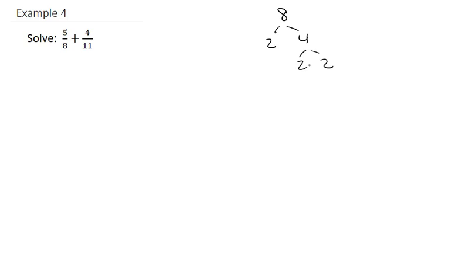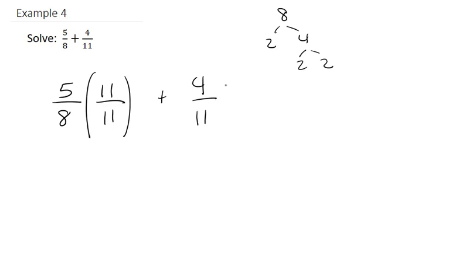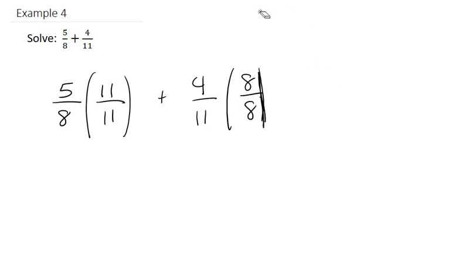And if this is the case, then we're just going to multiply. So we would have 5/8, and we're going to multiply it by 11 over 11. And then we have plus 4 over 11, and we're going to just multiply this number by 8 over 8. I'm going to go ahead and just erase this. So the reason we do this is we're just going to multiply because our answer was no.